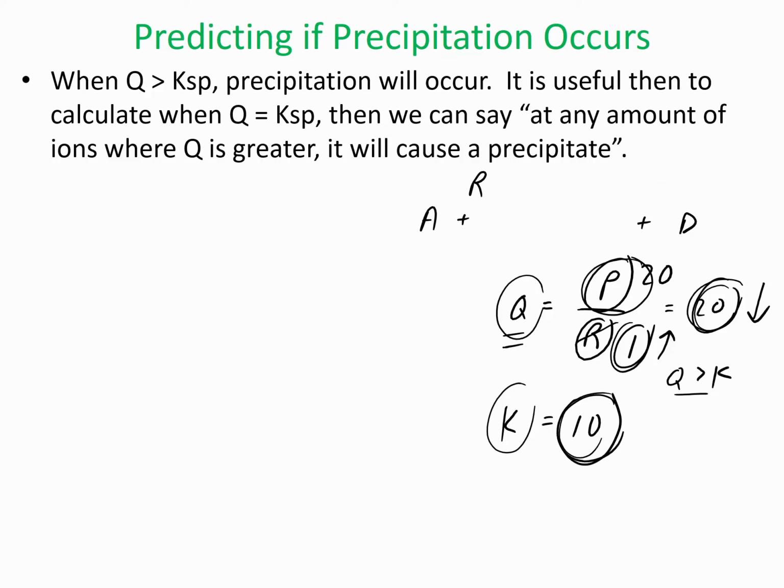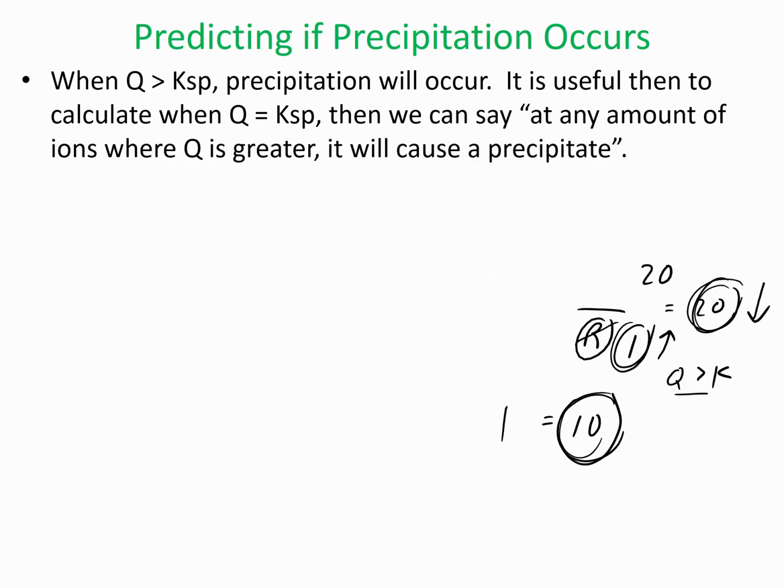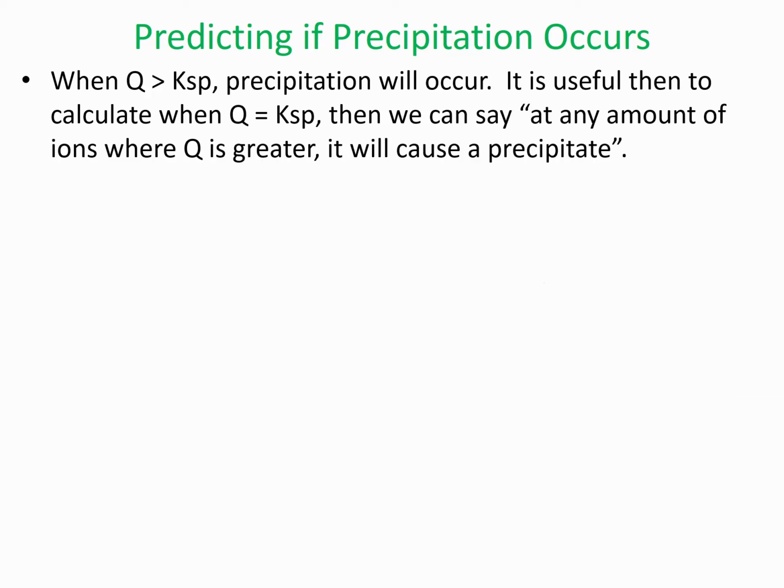So let me erase all my scribbles here. I just pressed too hard on the slide and made it change. Technically, when Q is greater than Ksp, as in my notes up here, precipitation will occur. It's useful then to set Q equal to Ksp, and then at any amount where Q is greater than this number, it will cause a precipitate.